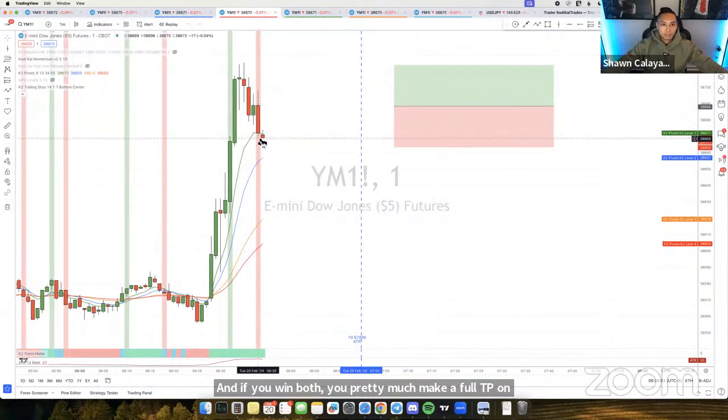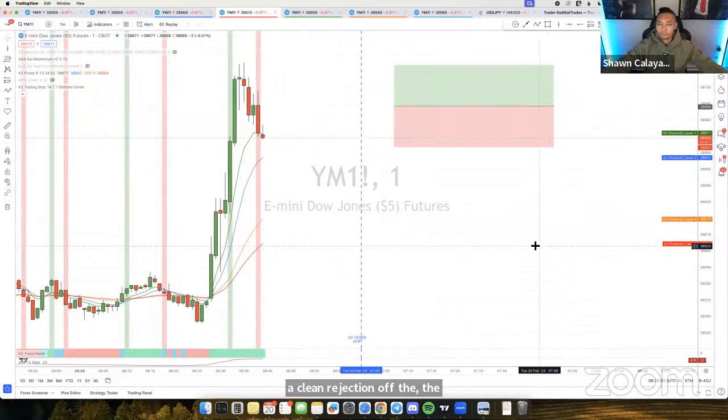Maddie, would you take this here? I'm not going to take it. It's not a clean rejection off the pivot. Yeah, I'm going to wait for the next one.